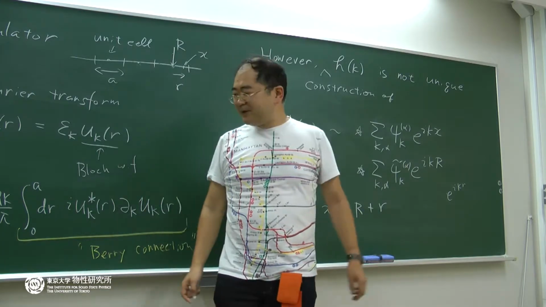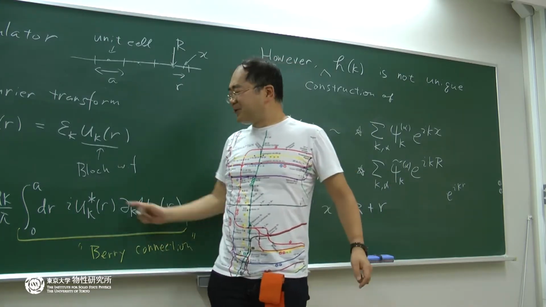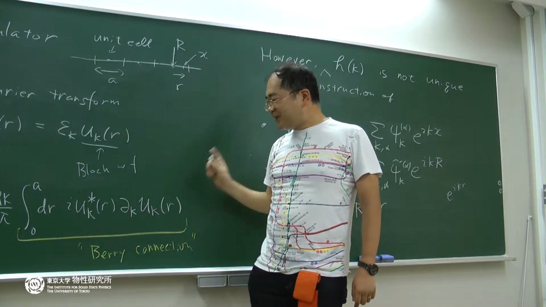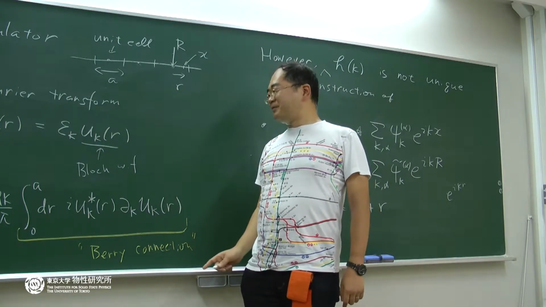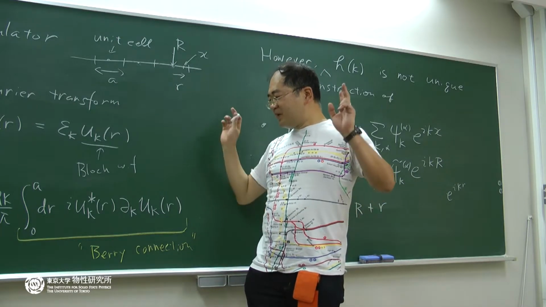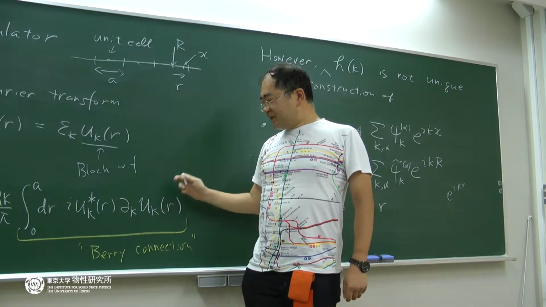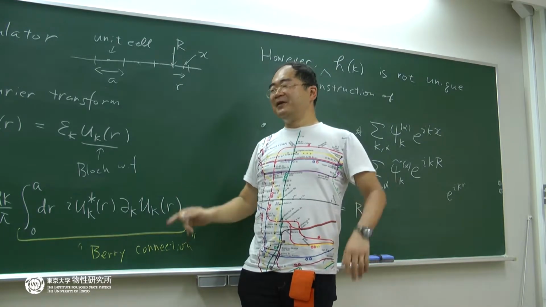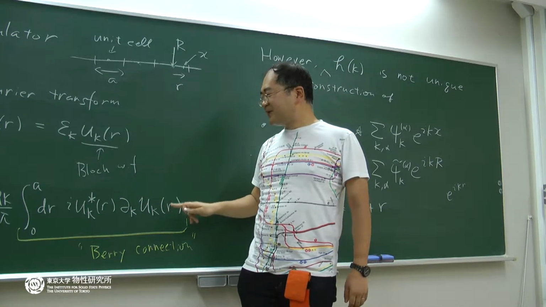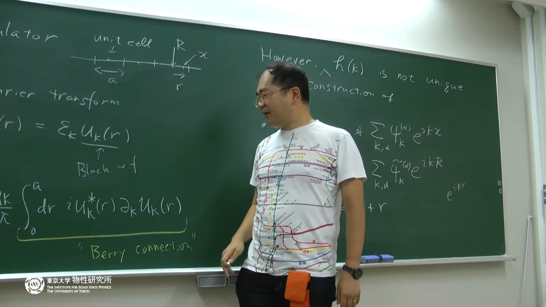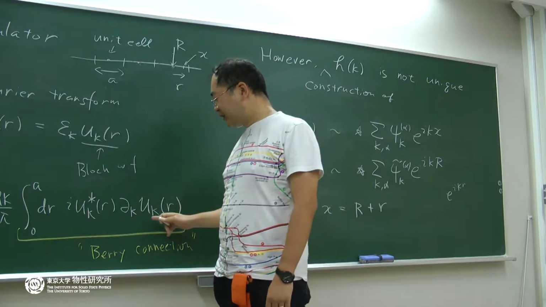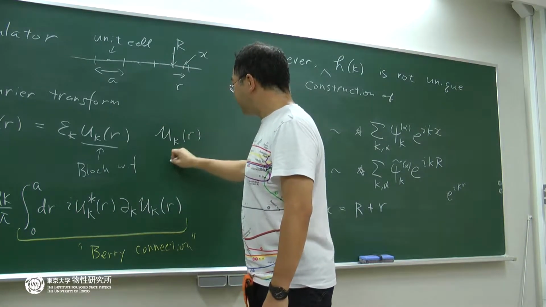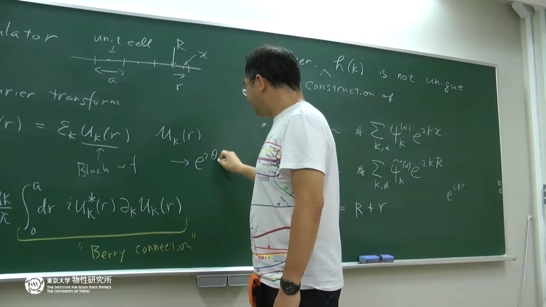You might think this different choice of gauge shouldn't matter once you define the gauge invariant Wilson loop. But actually, it does. The reason is that the gauge is used in different contexts. This quantity is gauge invariant in the sense of gauge transformation in this momentum space. So you can change u_k to u_k times some phase factor.